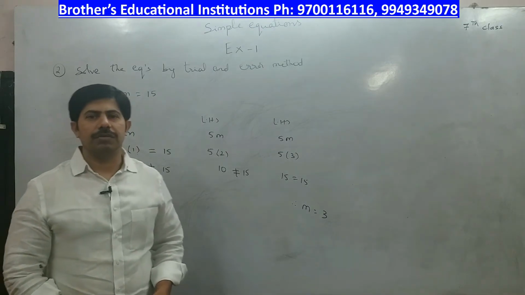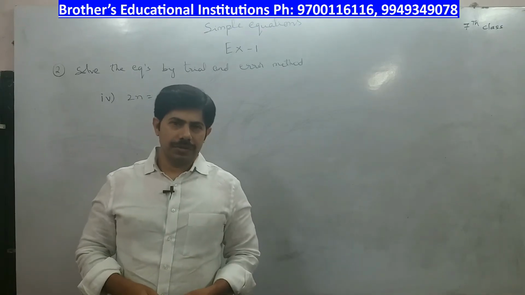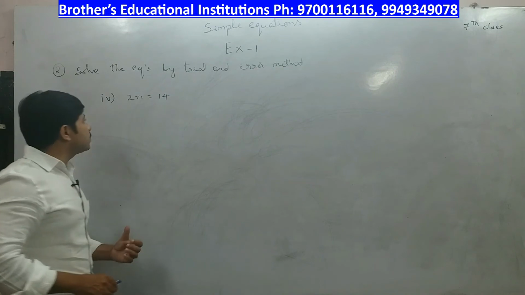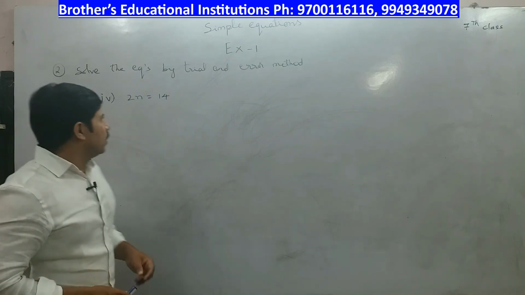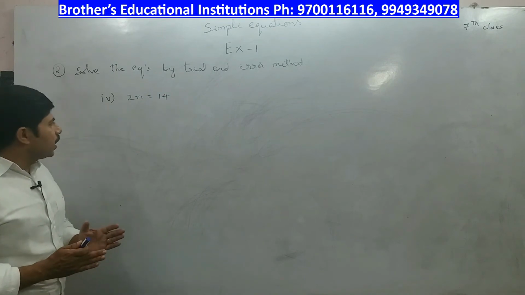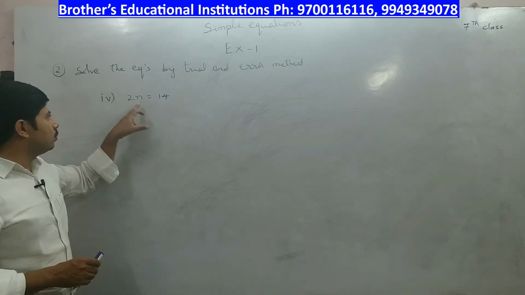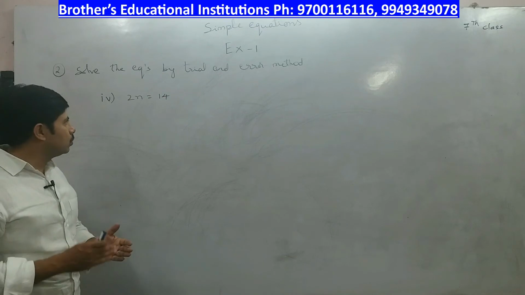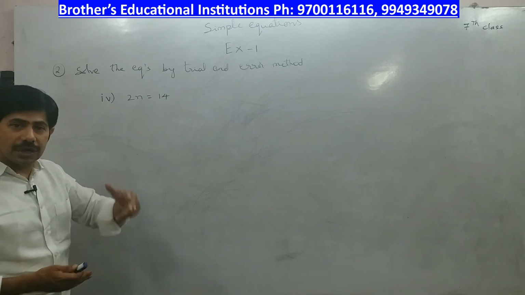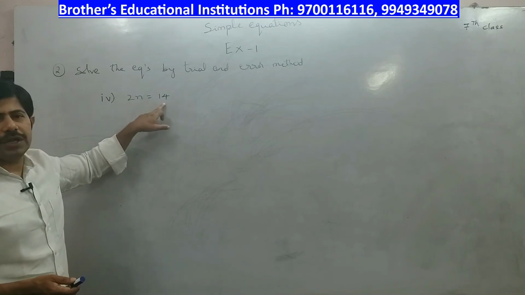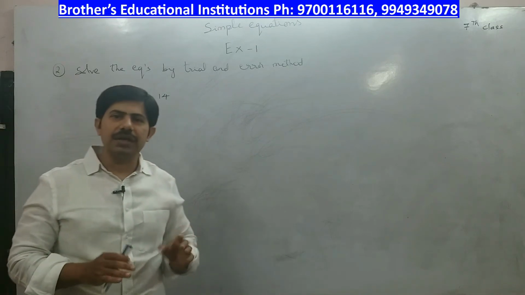Okay, note down. So next problem is 2 times n is equal to 14. That means 2n is equal to 14. See, first we can directly know the solution. Suppose you substitute 1, 2 ones are 2, 2 twos are 4, 2 threes are 6, 2 fours are 8, 2 fives are 10, 2 sixes are 12, 2 sevens are 14. So the value of n is 7.